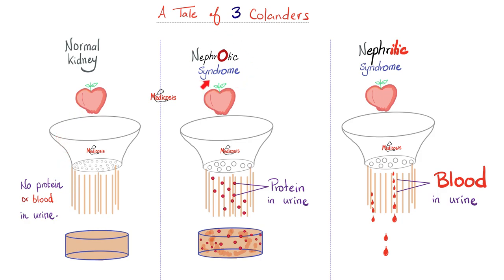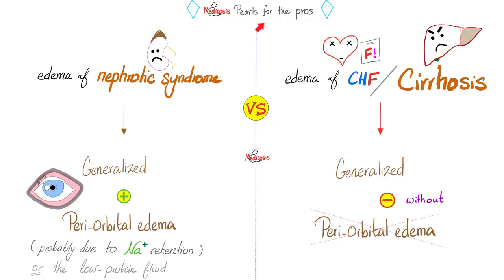A good kidney does not lose protein and does not lose red blood cells in the urine. A kidney with nephrotic syndrome is losing protein in the urine. A kidney with nephritic syndrome is losing blood in the urine. The edema of kidney disease usually has periorbital swelling. To be honest, the periorbital edema is more common in acute post-streptococcal glomerulonephritis compared to IgA nephropathy.